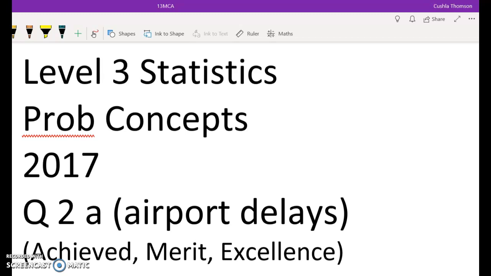Please just keep on emailing in any questions that you've got, but I thought I'd start with some of the old probability concepts exam questions. So in this one, I'm going to do question 2A from last year's paper, the part that's all about airport delays. I'm going to keep them reasonably short, so I'll be splitting it up into parts of questions.